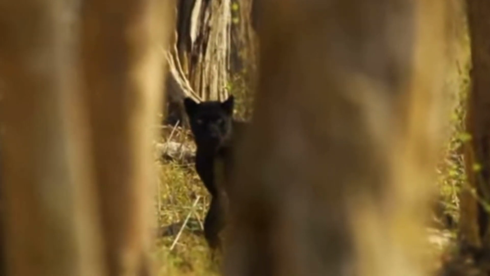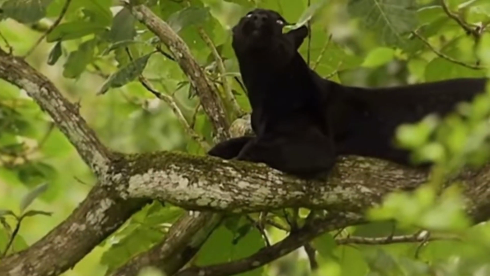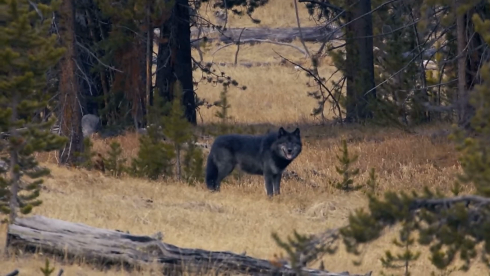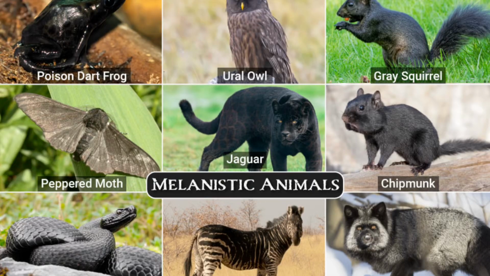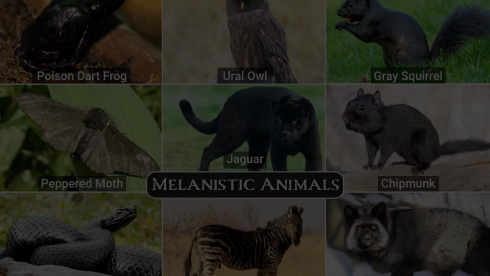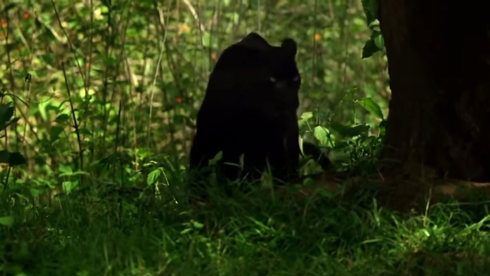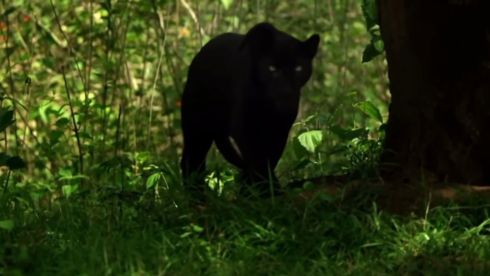Black panthers aren't the only animals with melanism. This mutation has appeared in different species, from black wolves to black squirrels, proving that mutation can play a crucial role in survival and adaptation. Genetic mutations, though random, can lead to incredible transformations, whether in the shadows or in the sunlight.